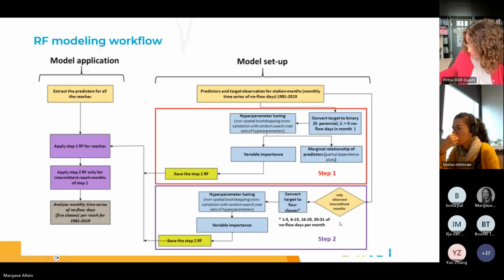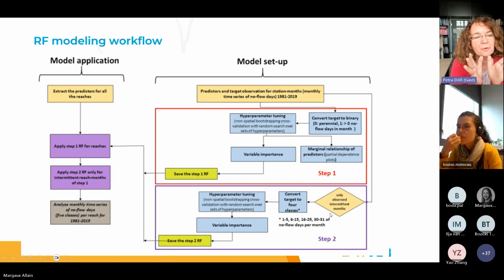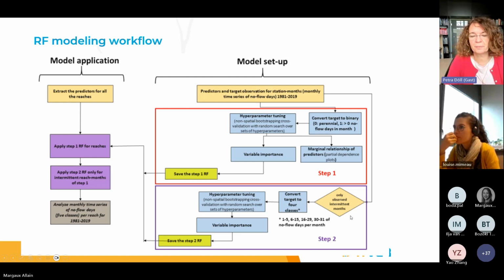Next one. So I will not go into details. But we set up a random forest modeling workflow that is a two-step workflow. So the most important part is, unfortunately, I don't have a mouse now to show you, but can you click? Yeah. So you see here, in the first step, we just try to predict if a month is perennial or not. So if that month has just 1 day of no flow, because in Europe, there are many more stations that are perennial and many more months that are perennial. So it's better to just first predict that.